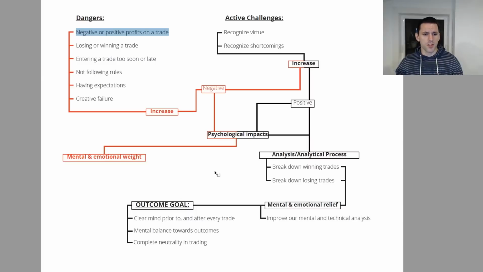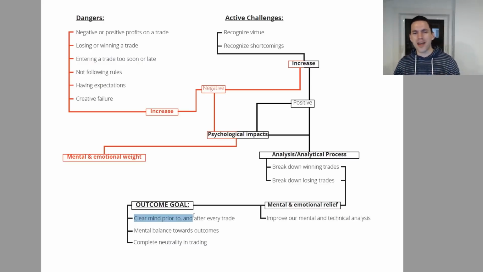And if you look at the bottom of the chart, before we go through the middle of this and all the processes in between, look at the outcome goal. So at the end of this whole chart, you have a couple outcomes. Outcome number one being a clear mind prior to and after every trade. There we go. Nailed it.